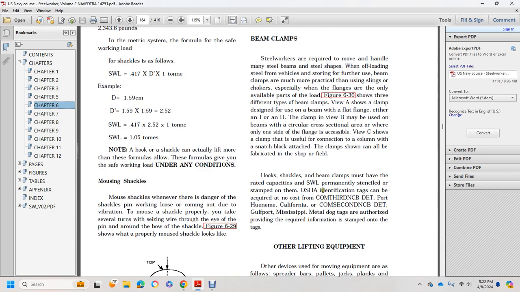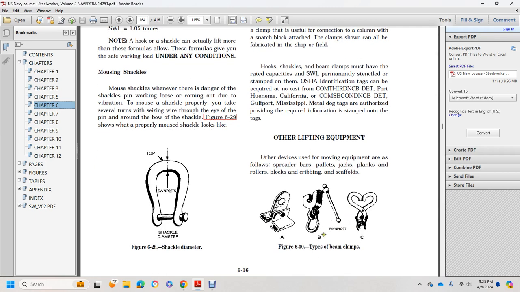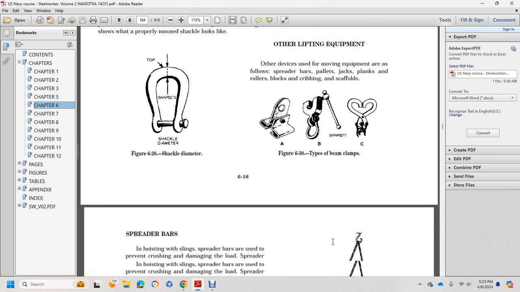Hooks and shackles on the beam clamps can move with the rated capacity of the standard working load permanently stamped on them. OSHA requires that the authorized provider's required information be stamped on the tags. Other lifting equipment and devices for moving equipment include spreader bars, pallets and jacks, planks, rollers, blocks, cribbing, and scaffolds. These are the types of beam clamps shown in A, B, and C.